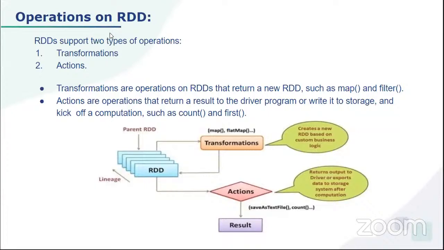So what operations are on RDD there? There are two types of operations: transformations and actions. As I said, there is one more concept, lazy evaluation. Whenever a transformation is performed, it just creates another RDD, and it creates a DAG, called a directed acyclic graph. Basically, it creates a plan for how it will be performed when an action is called.